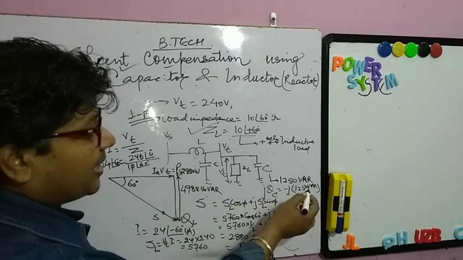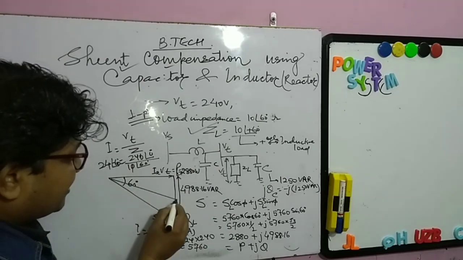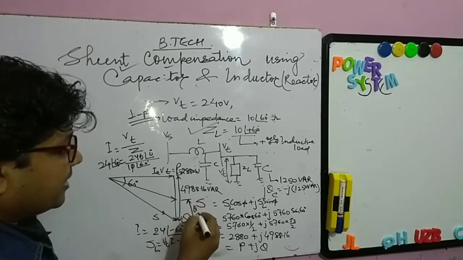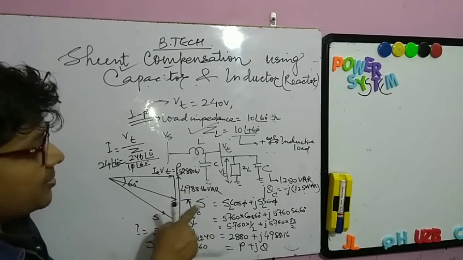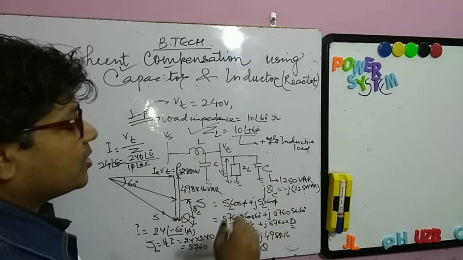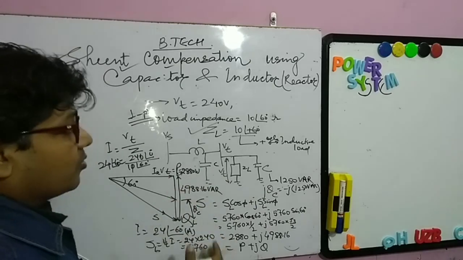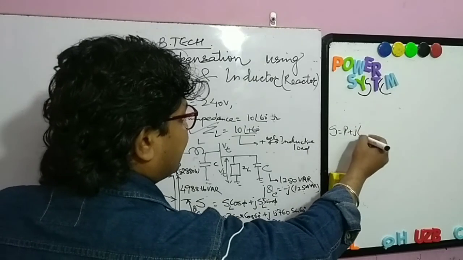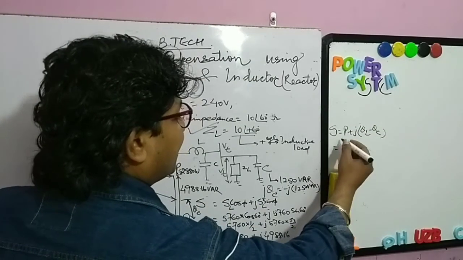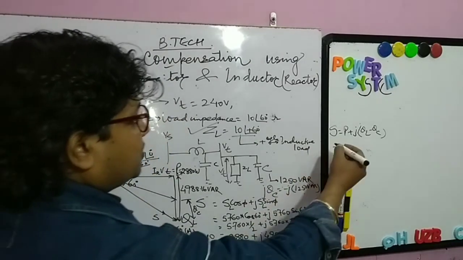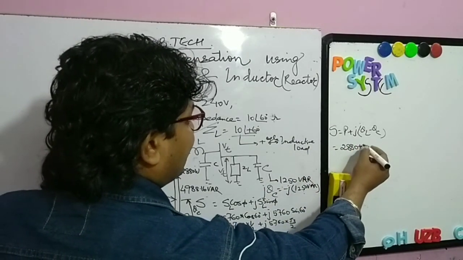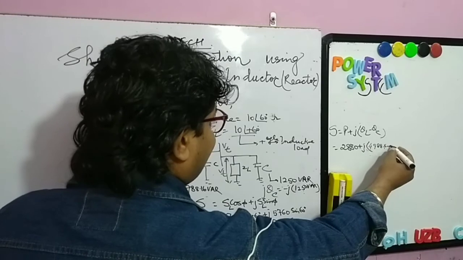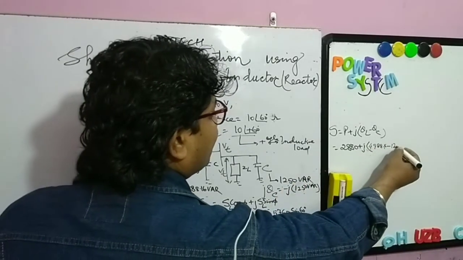Now the capacitor is supplying this much power. If the capacitor is supplying this much power, then this will be the reactive power supplied by the capacitor, and this is 1250. So what will be S now? S is equal to P plus j (Q_L minus Q_C), and this P is 2880, plus j, and Q_L is 4988.16 minus this power 1250.